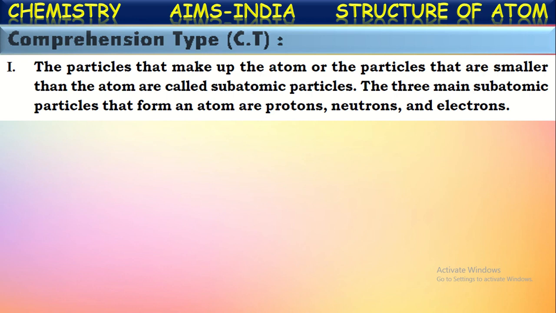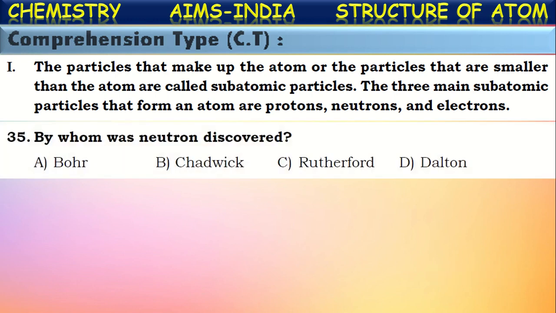Why we call these main: there are around 100 types of subatomic particles existing in atoms. So out of all those, these three are the main subatomic particles. What are those three? Electrons, protons, and neutrons. Now let us see questions regarding this. By whom was the neutron discovered? Yes, who discovered the neutron? He was James Chadwick. James Chadwick discovered neutrons.